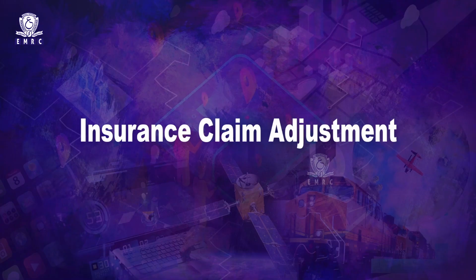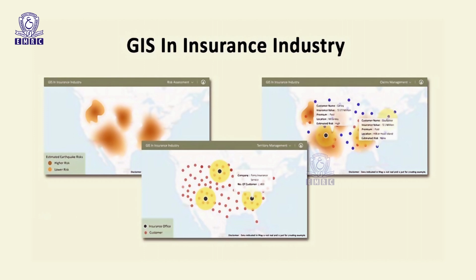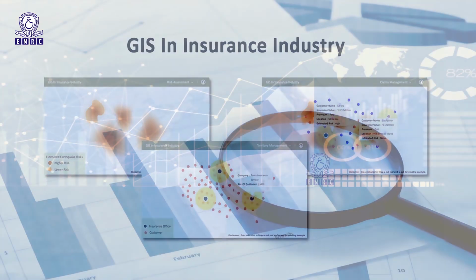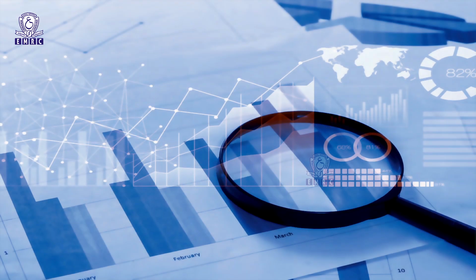Insurance claim adjustment. GIS performs all typical business and marketing tasks, including identifying potential clients and determining risk factors. And if you are an insurance broker, imagine being able to match applications for storm and flood insurance with a map of the 100-year flood zone.